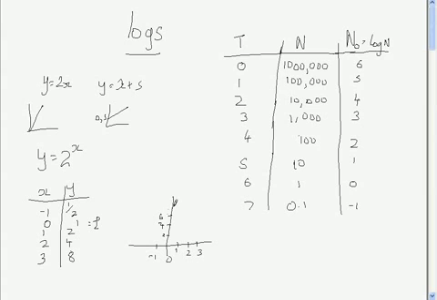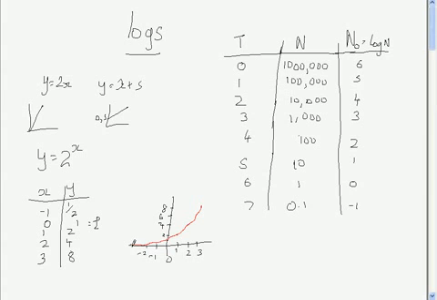6, and that's 8. So at 3 it's at 8, at 2 it's at 4, at 1 it's at 2, and at 0 it's at 1, and at -1 it's at half. So let me use another color to draw the graph. So the graph is going to look something like this.